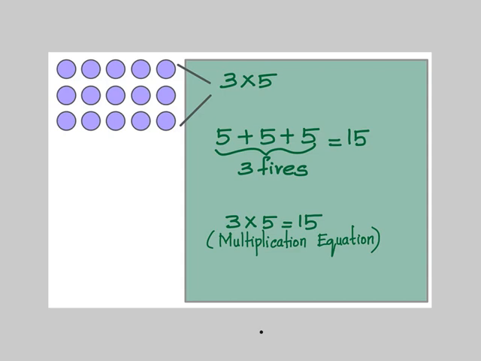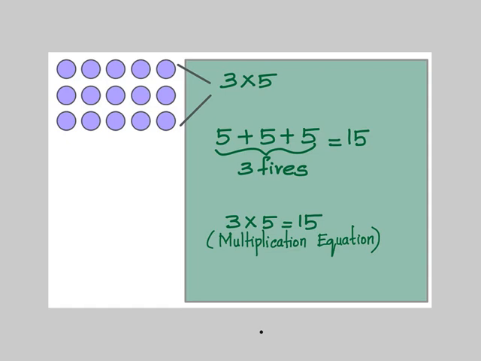This array represents 3 rows of 5. There are 3 rows of 5. The multiplication expression here is 3 times 5. 3 times 5 means 5 plus 5 plus 5.